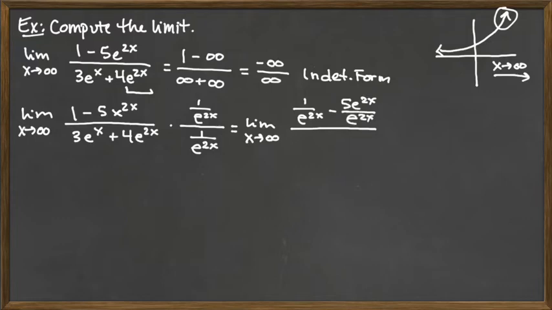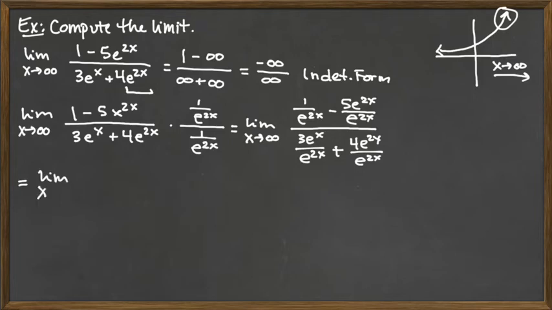On the bottom of this, we would have the 3 e to the x over e to the 2x, and then plus 4 e to the 2x over e to the 2x. So that's where we are doing the act of dividing each term by e to the 2x, where e to the 2x was that highest power of e to the x that we had. All right, so let's go ahead and reduce out each one of these terms.